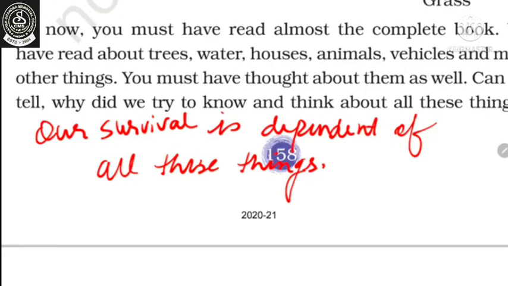Because our survival is dependent on all these things. If you are living in nature, on the earth, you need to have certain things. Without those things, you will not be able to live. What are those things? Those factors are sunlight, oxygen, water, food. Without all these things, you will ultimately die. And for living a healthy and good life, you need home, clothes, transportation, means of communication, good food, good ingredients for cooking your food. So all these things are required to have a good life.